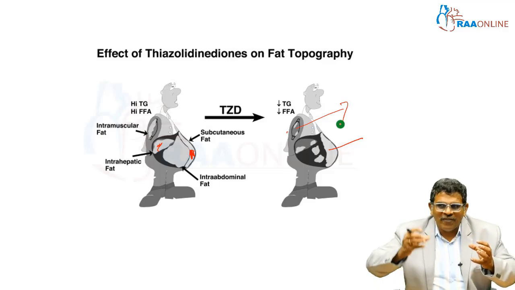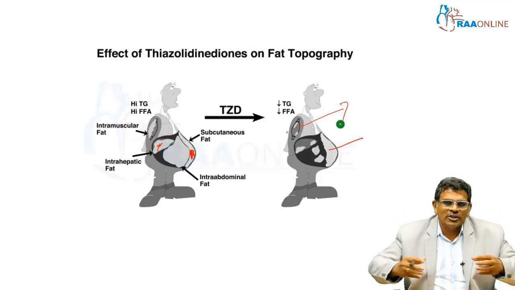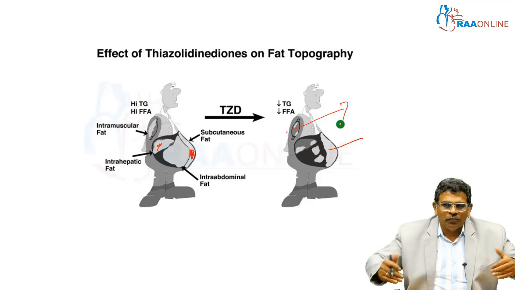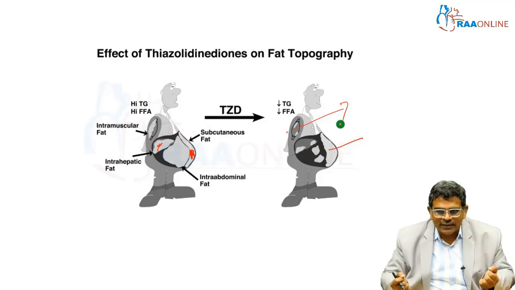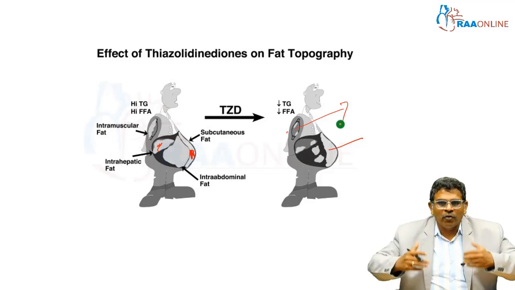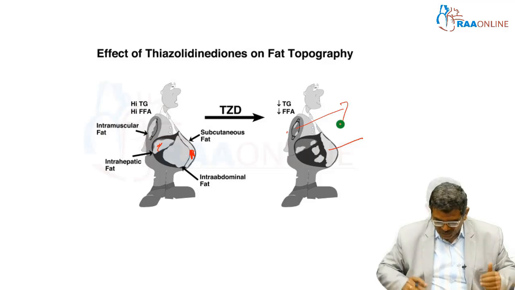So since the fatty liver or the fatty pancreas no longer has more fat around them, they are able to regenerate and reduce the hepatic insulin resistance, and the insulin sensitivity profile of the individual also improves.